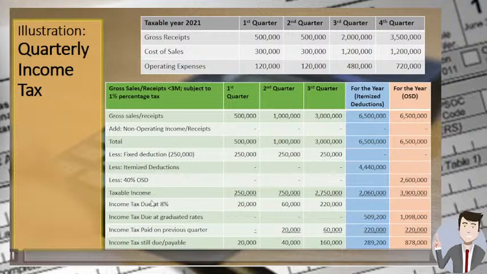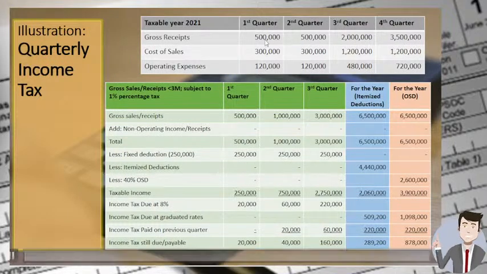After identifying your tax base, you multiply it with the 8% income tax rate or use the graduated rates under our schedular table, and that would be your income tax due for the quarter. Then we have your income tax paid on previous quarters and income tax still due or payable at the end of the quarter. So, using the information, this will be the last slide and we will dismiss.